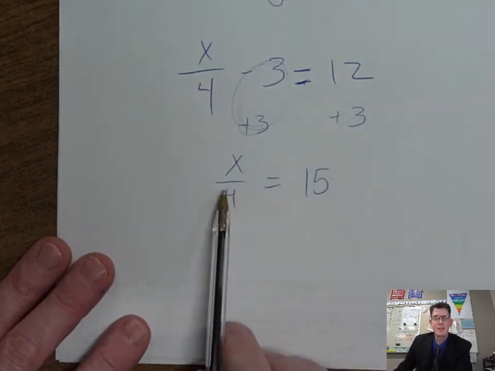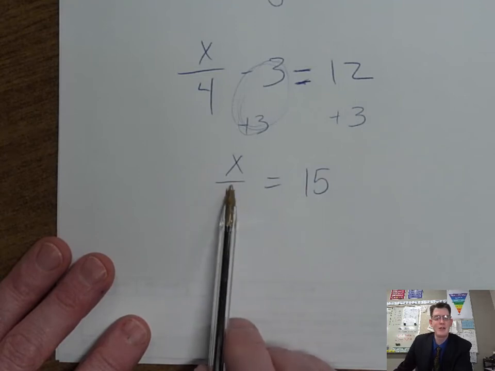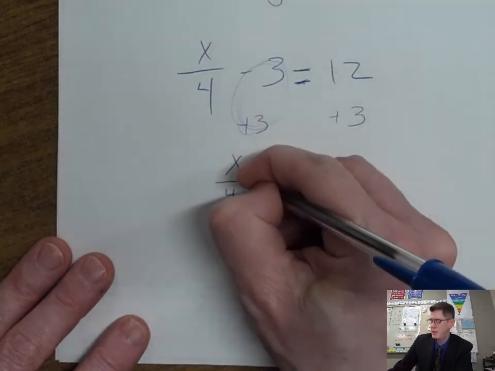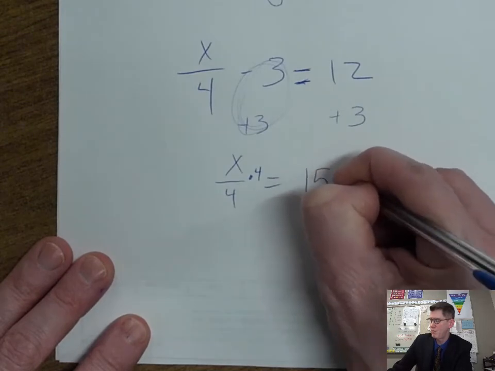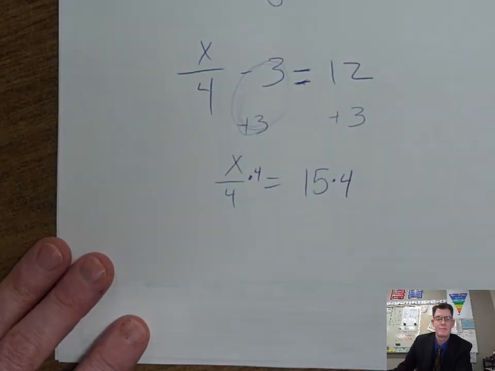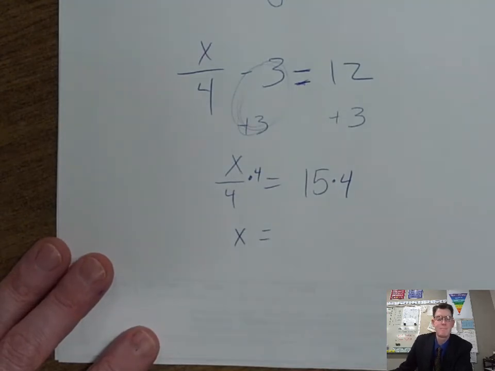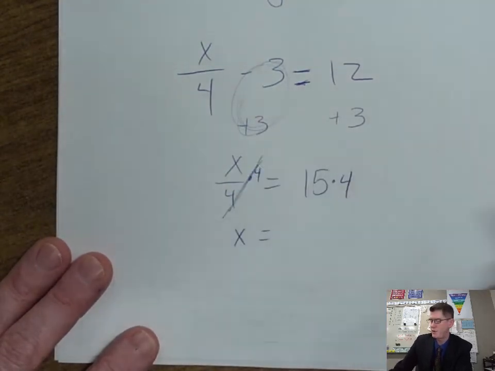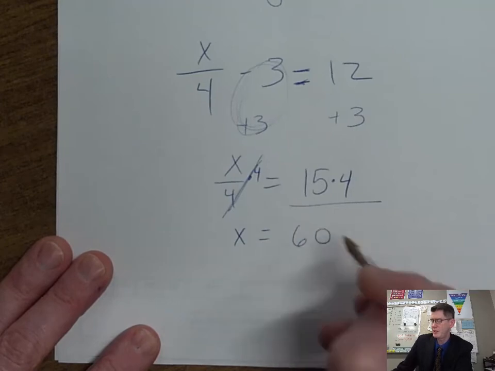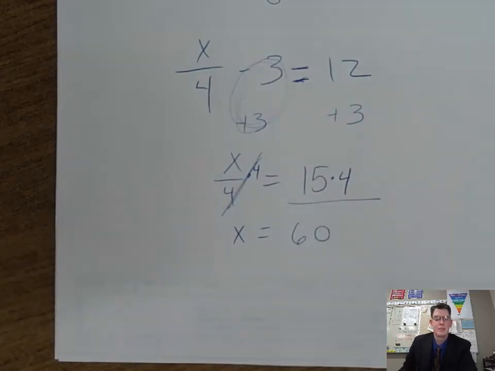And then to undo this last step, this divide that's here, to undo divide, I do the opposite. So I times by 4 on both sides. And I'm left with x equals, because 4 divided by 4 is 1, the calculator will tell you, 60.